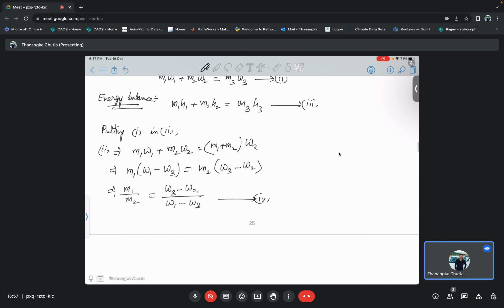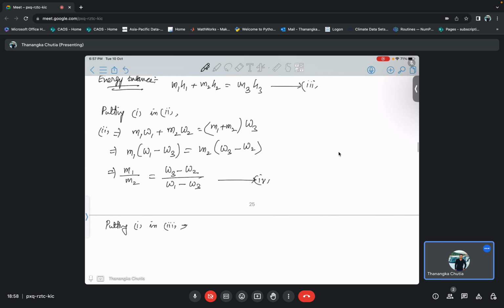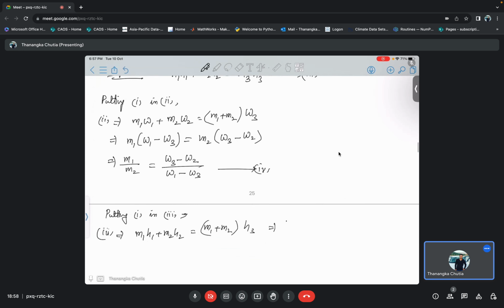And similarly, putting 1 in 3, what we get? Equation 3 implies m1 h1 plus m2 h2 will be equal to m1 plus m2 times h3, and if we do this we will get m1 by m2 will be equal to h3 minus h2 divided by h1 minus h3. This is equation number 5.